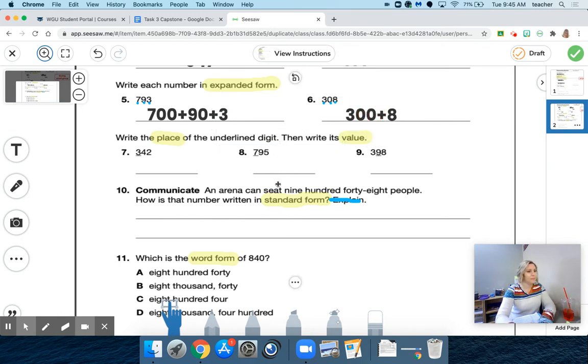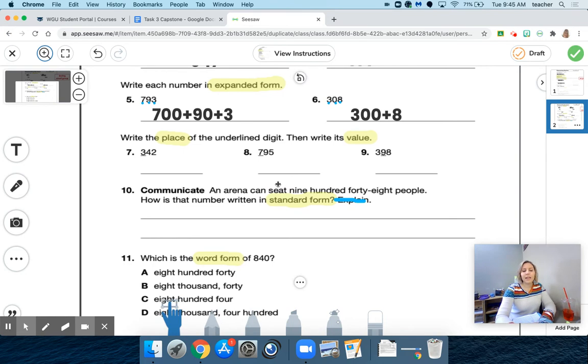Super easy. 7, 8, and 9 take a little bit more time. It's asking the place of the underlined digit, meaning is it in the ones, the tens, or the hundreds place? It's also asking for its value. It's asking how much it's worth.